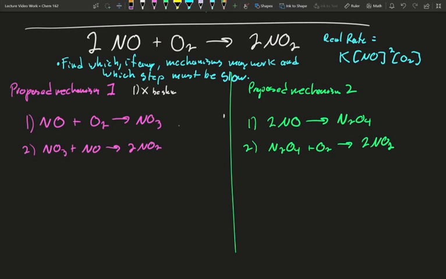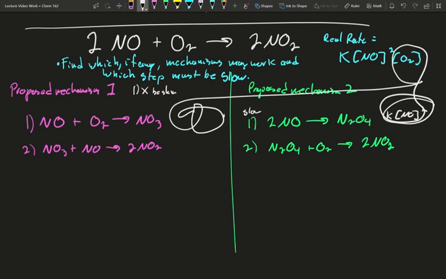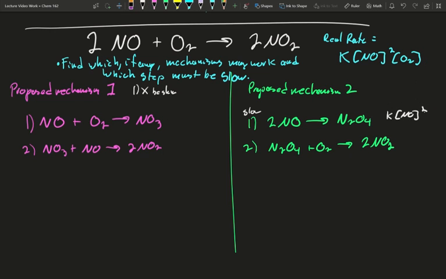If we try that for our second mechanism, if we said the first step was the slow step, then our rate would equal some constant times [NO]^2. Well, we got the NO squared part right this time, but we don't have any O2. Previously, we had both chemicals, but they weren't to the correct powers. So far, neither of these is working if the first step is slow.